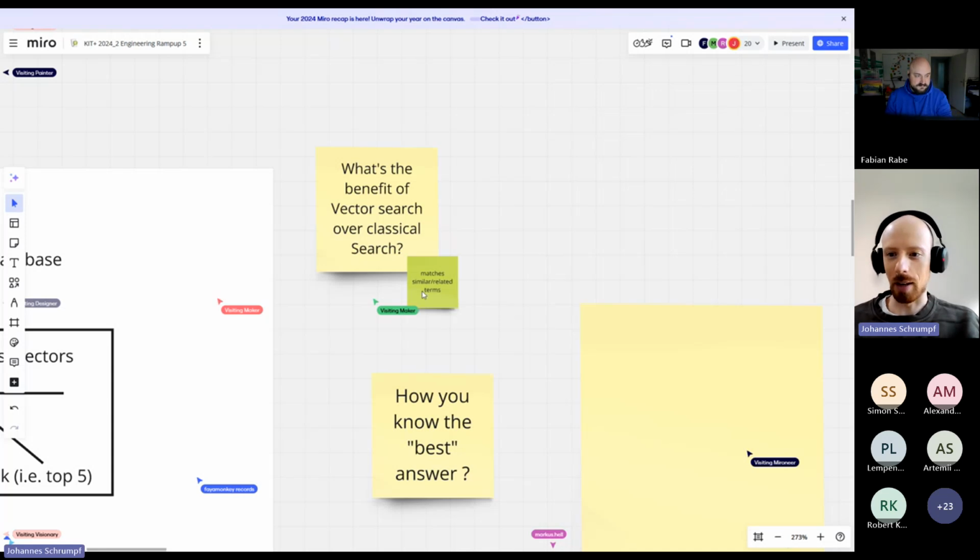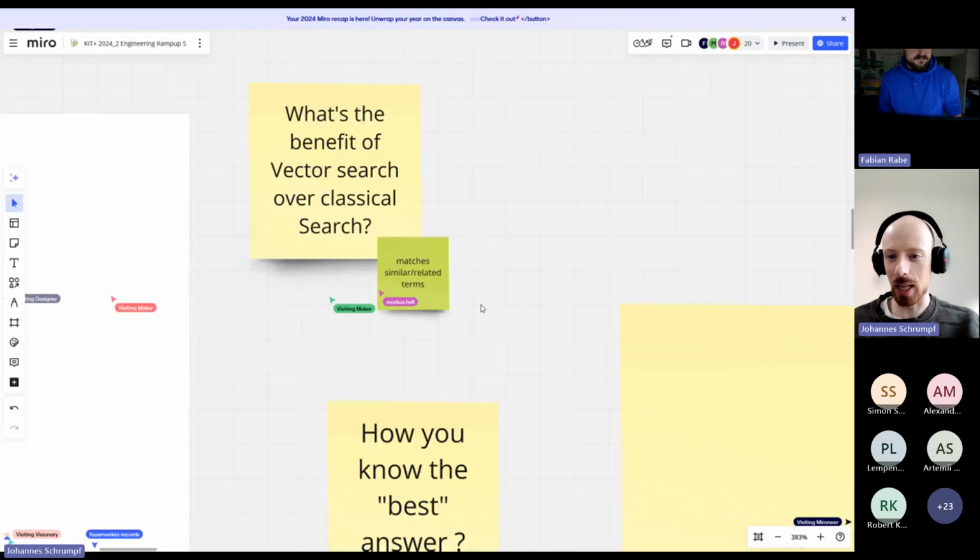Cool. So yeah, one answer is matches similar or related terms to one another. And this is the benefit of a vector database. And yes, I think so too. Maybe let's get a little bit more into that as well. What exactly does similar or related terms mean here?